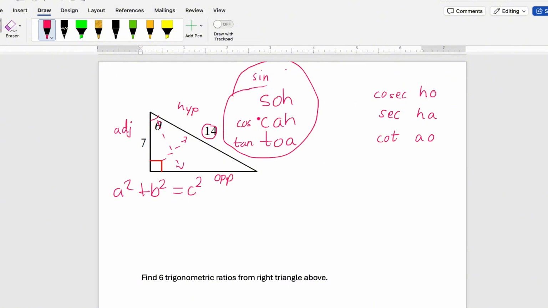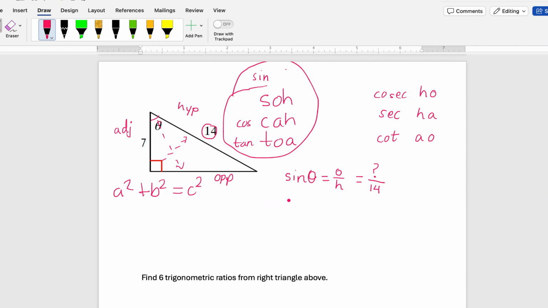Now let's go ahead and find the sine first. We know sine of the angle theta is opposite over hypotenuse. Now if I look at my triangle here, I have my opposite, but it does not give me what length my opposite is. I don't know what my opposite is. I just know my hypotenuse, and my hypotenuse is 14.